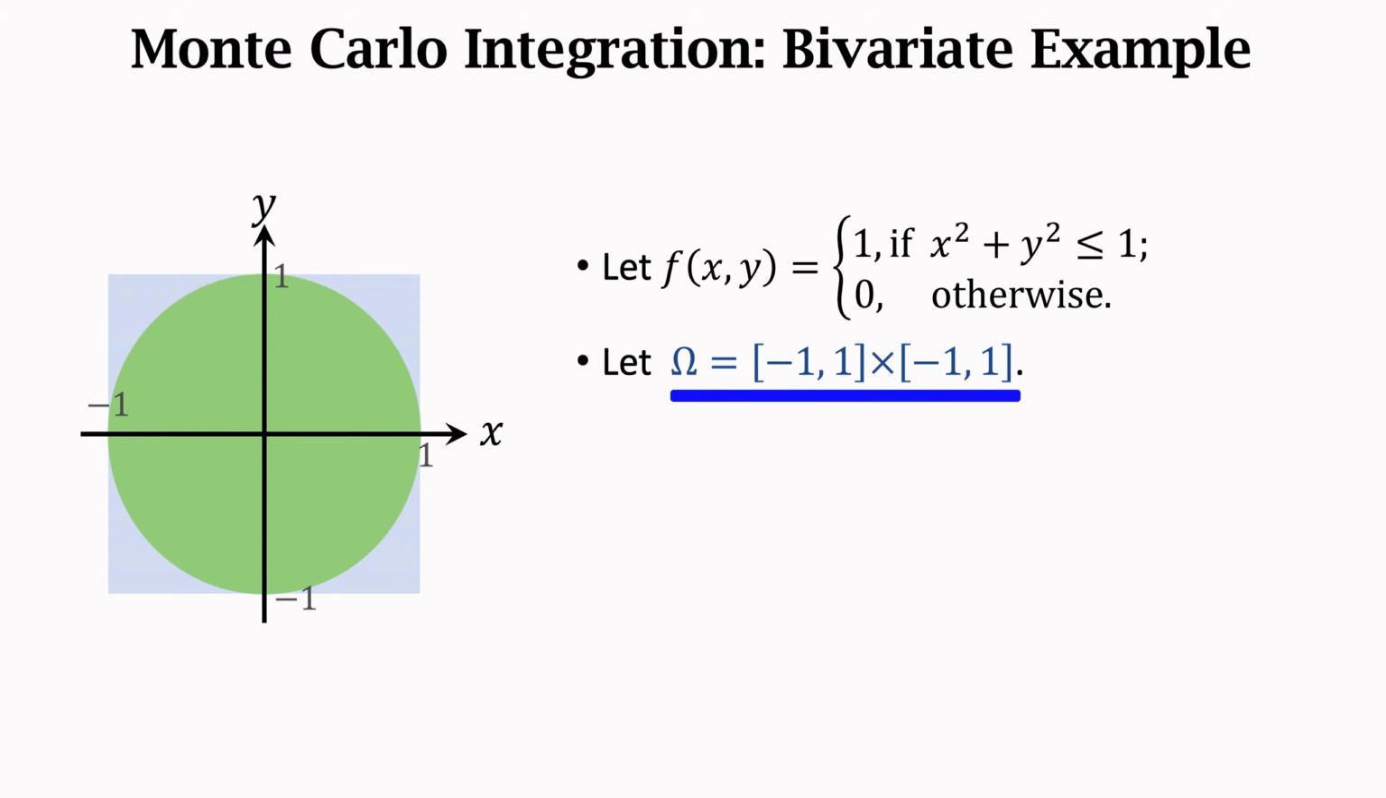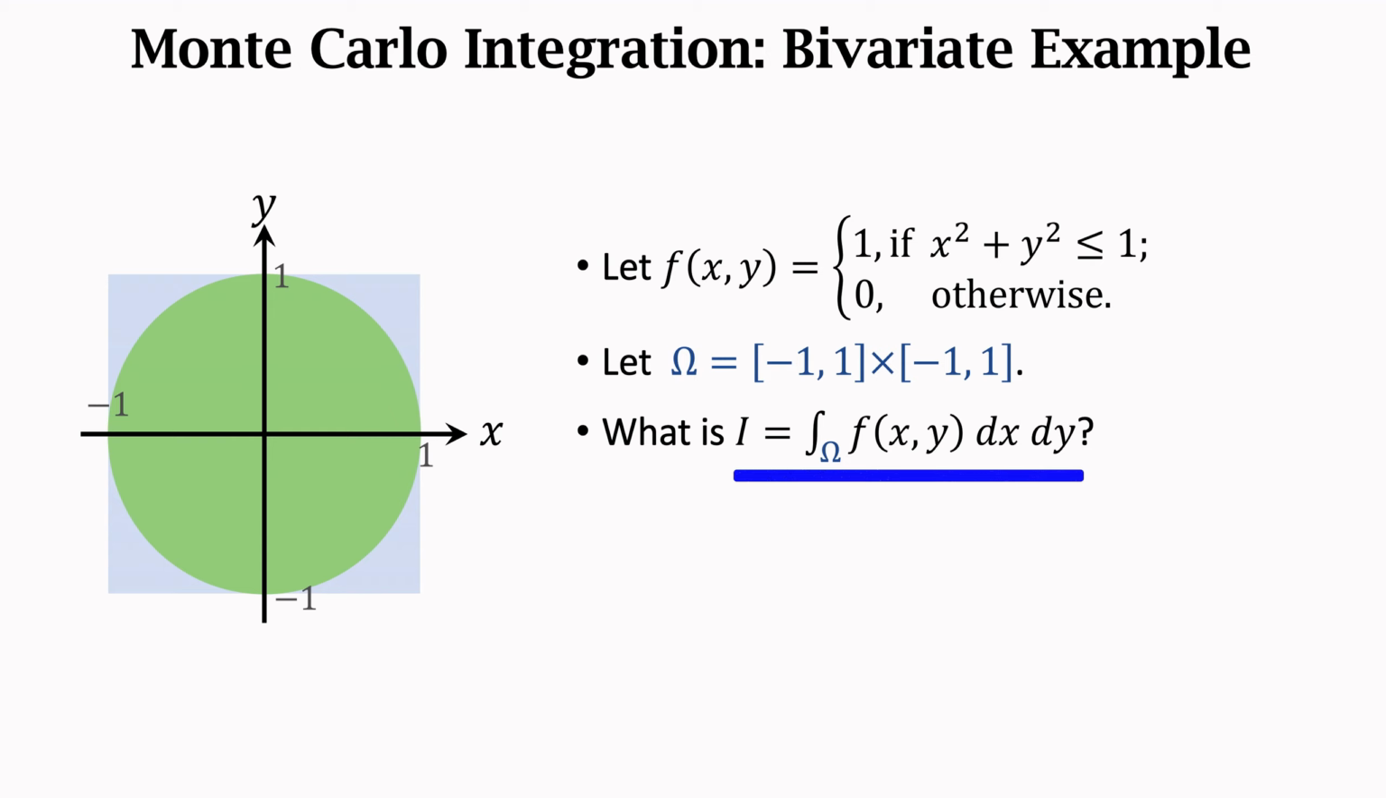Define set omega as a blue square. We will draw random samples from omega. The set omega is up to the user. The set omega can be any shape, as long as it contains the green circle. But we had better make omega a simple shape. Otherwise, we won't be able to find its area or volume.